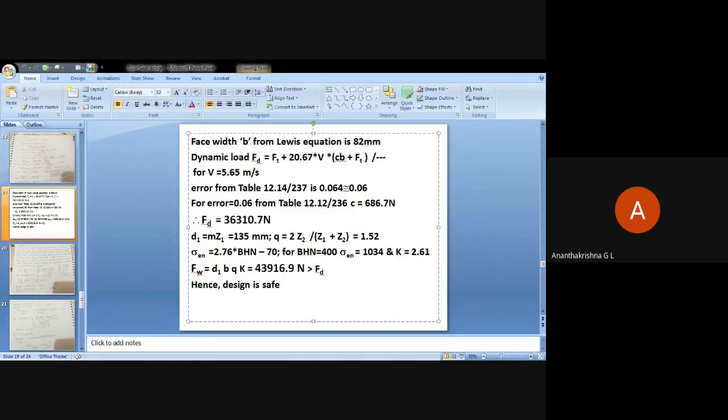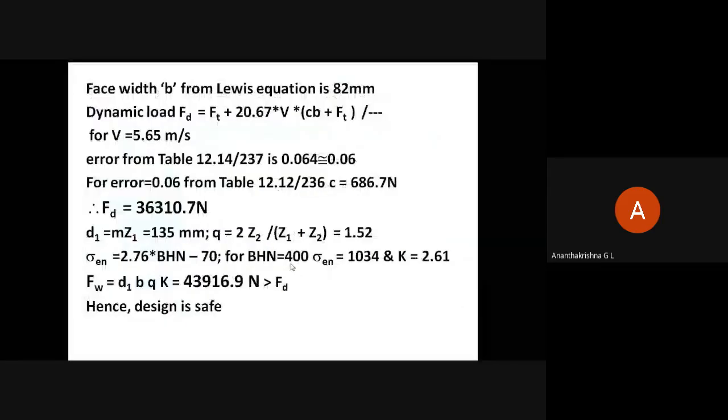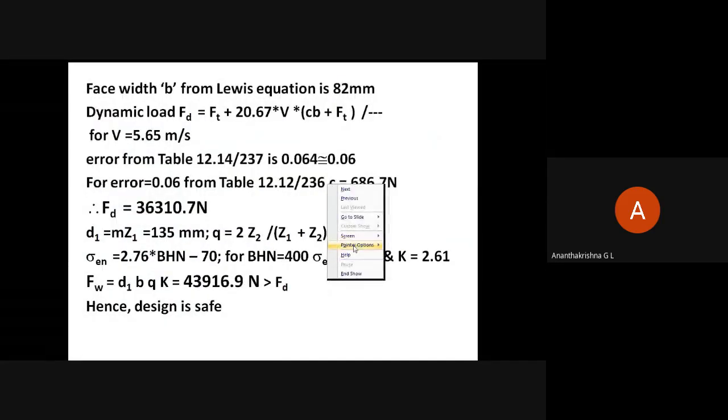Okay. So now, 43,916 is a little far away from 36,310, correct? So therefore, what you do is try with BHN of 350, let's see. Just try with that. Otherwise, we'll keep the value of 43,009. That is 400 BHN only we get. So do the trial with the BHN of 350 and check what it is that we get. Dynamic load.